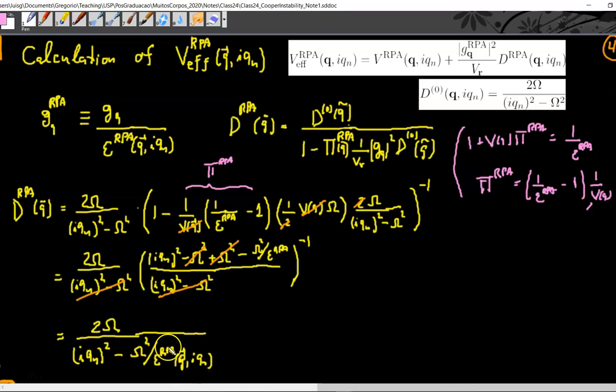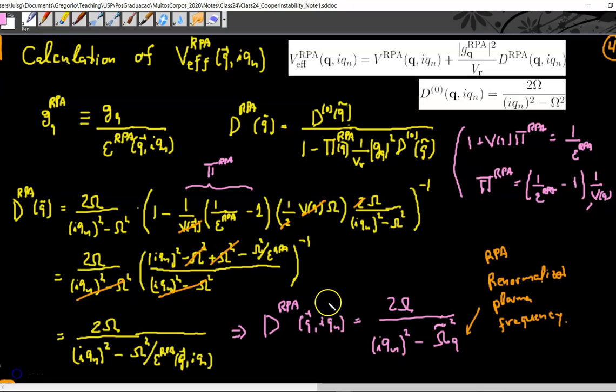Notice that epsilon RPA, of course, depends on the momentum and the Matsubara frequency. So the final result is going to be this. The D RPA is going to be 2 omega divided by iQn squared minus what I'm calling omega tilde squared, which now depends on Q, on both the momentum and Matsubara frequency.